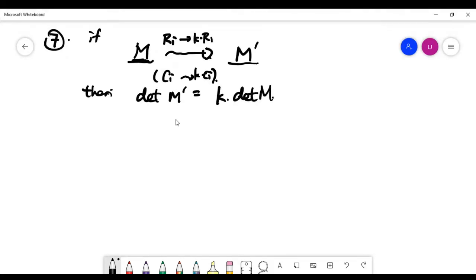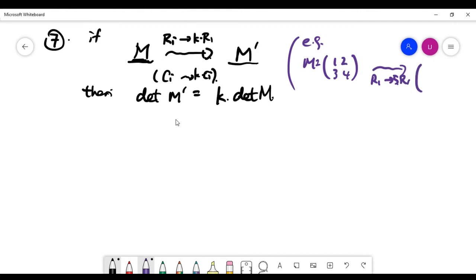In case you don't fully understand what I'm talking about in this process, for example, if you have a matrix like this, you can multiply row 1 by 5. It means after this process, you are leaving row 2 unchanged, but the first row is multiplied by 5. You're getting this. I claim that the relation between these two determinants is like this.